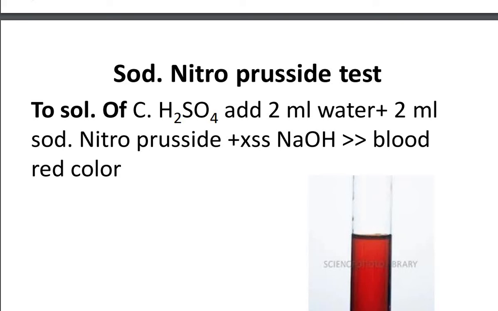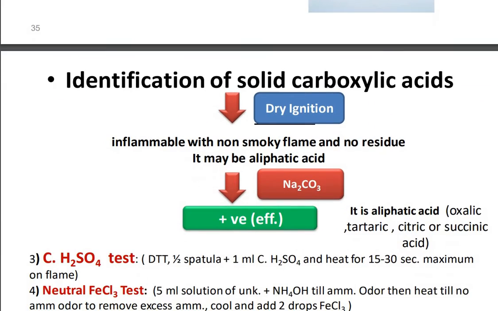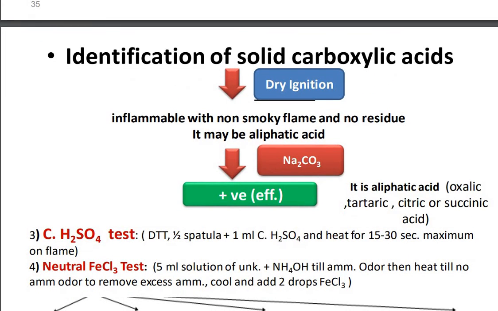Now the sodium nitroprusside test. To a solution of concentrated sulfuric acid and 2 ml water plus 2 ml sodium nitroprusside, add excess sodium hydroxide and a blood red color appears. You can see this is a nitroprusside test. So this is the identification of solid carboxylic acid.